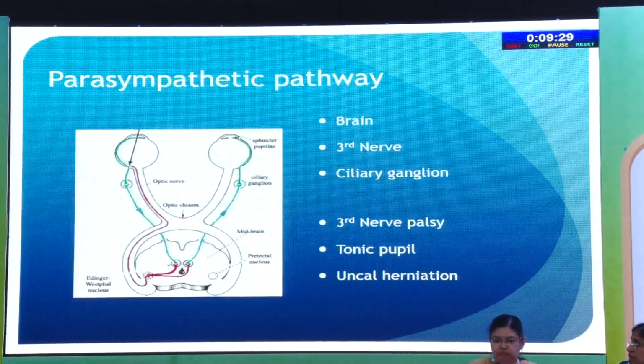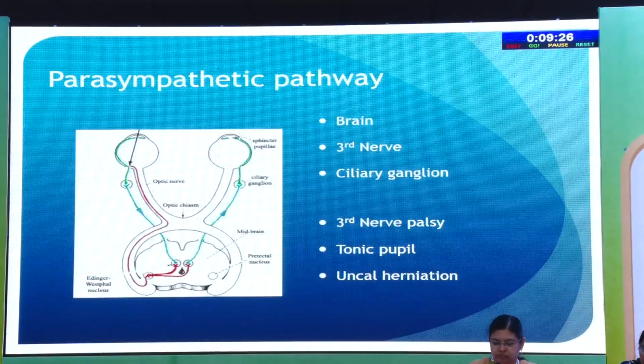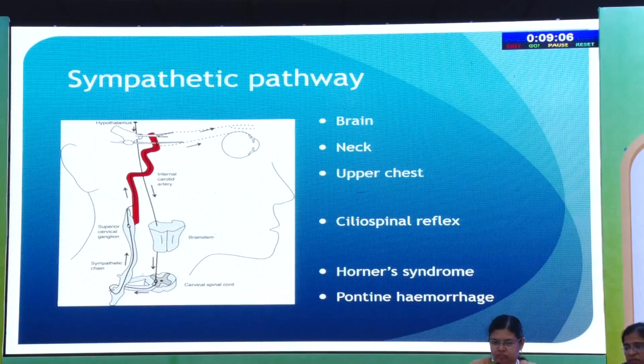The parasympathetic pathway arises from the midbrain, going via the third nerve, ciliary ganglion, and then to the iris sphincter. So if you think logically, a problem anywhere along this can cause a problem with the pupil reaction, typically a third nerve palsy, a tonic pupil, and uncal herniation. The sympathetic pathway arises from the brain, going down to the neck, and then upper chest, and then back up along the carotid artery. So you can test with the ciliospinal reflex, and the usual condition that we encounter is the Horner syndrome.